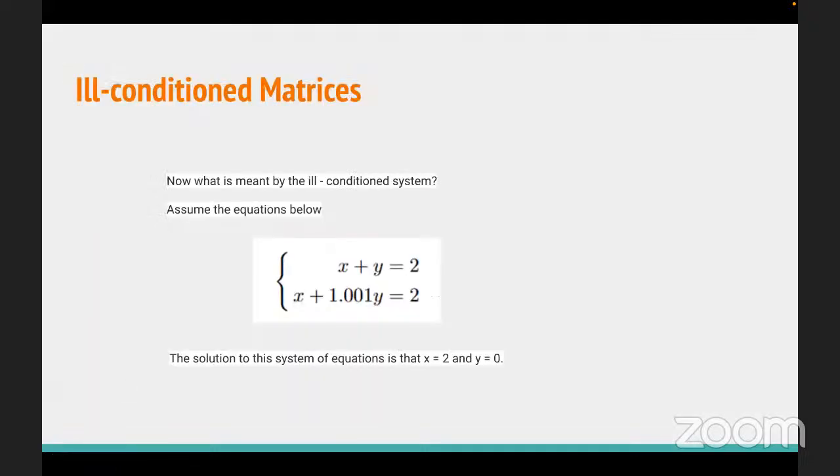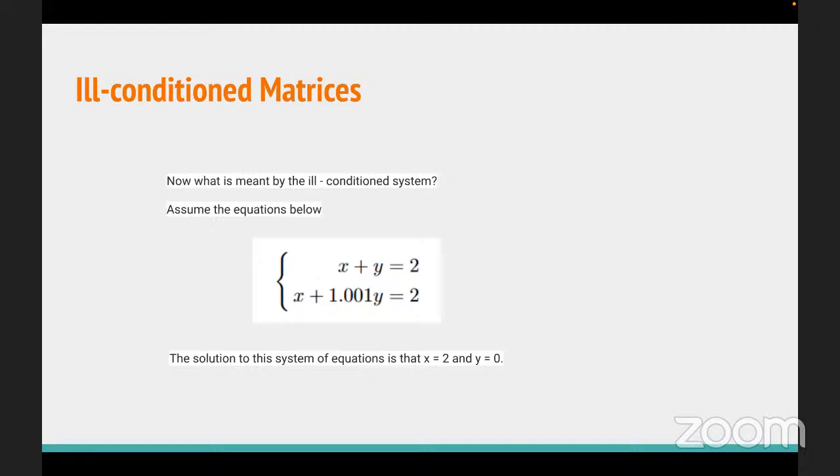Okay, good afternoon. So I'll be talking about 3 topics: condition matrices, matrix norms, and eigenvalues using the power method. I did a bit of condition matrices last week. So what's an ill-conditioned system? Let's talk about when a system is ill-conditioned generally. Looking at this equation, x plus y equals 2 and x plus 1.001y equals 2.